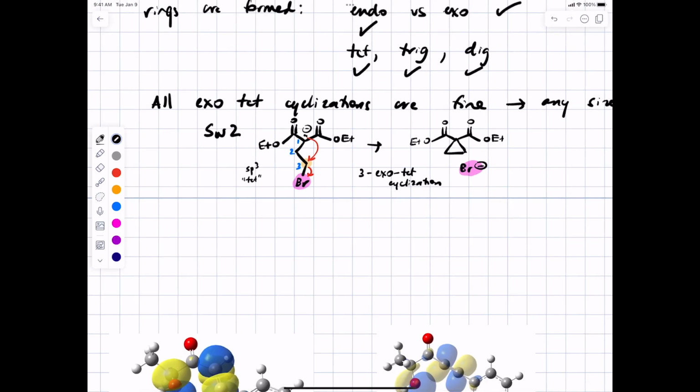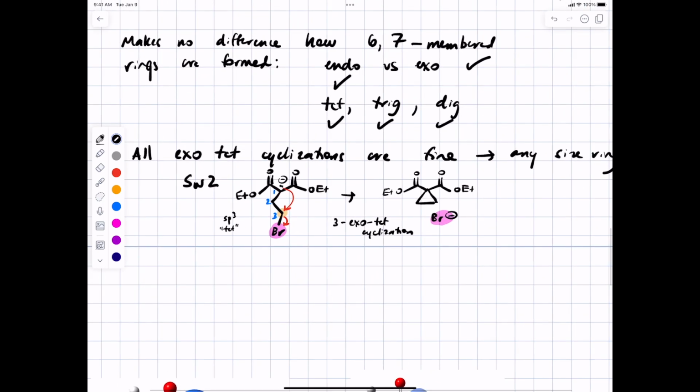But in general, any size ring you want to make via an SN2 reaction, they're similarly efficient. So you should not bother memorizing any Baldwin's rules for 6 or 7-membered rings, because it makes no difference whether it's endo versus exo or tet, trig, or dig. You should also not bother memorizing that 3-exo-tet is fine, 4-exo-tet is fine, 5-exo-tet is fine, 6-exo-tet is fine, and 7-exo-tet is fine, because they're all fine.